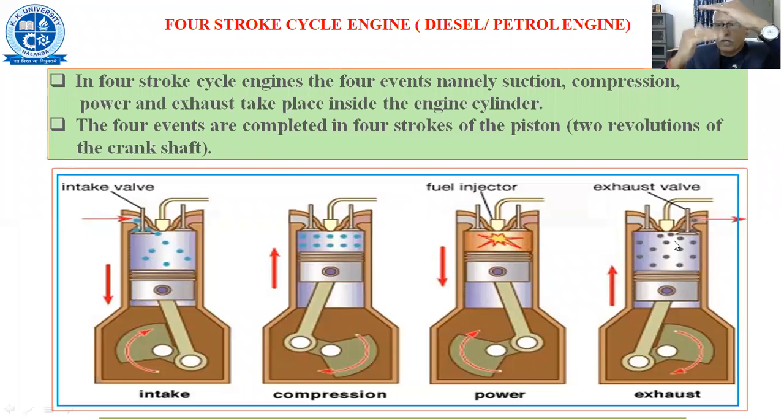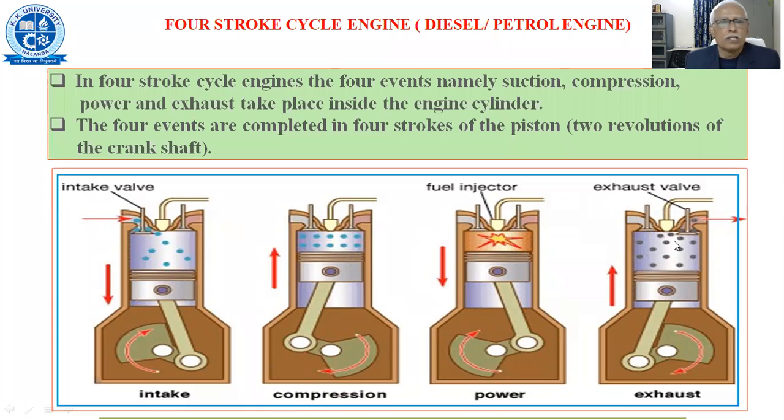The fourth process is the exhaust process, when the piston reaches its uppermost limit, the top dead center. That's the time when the charge is ready and it starts moving down. It commences the next cycle. So these four processes put together, when the crankshaft completes it totally, is called a working cycle.